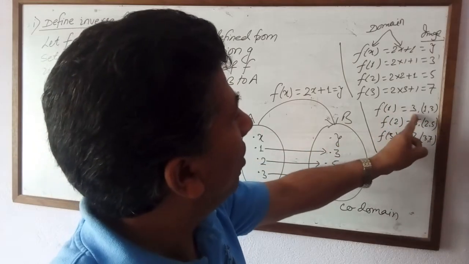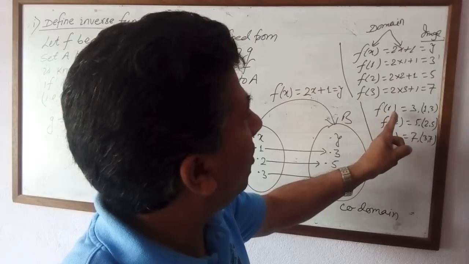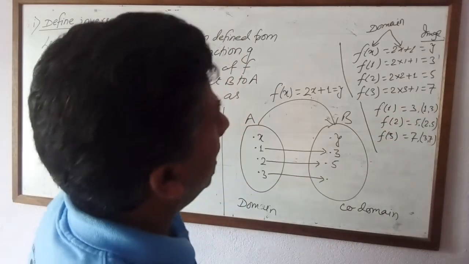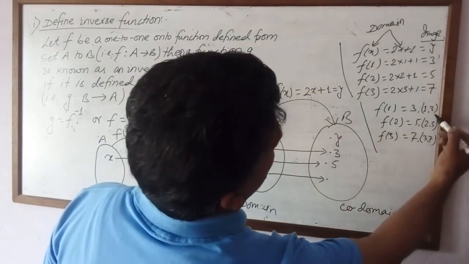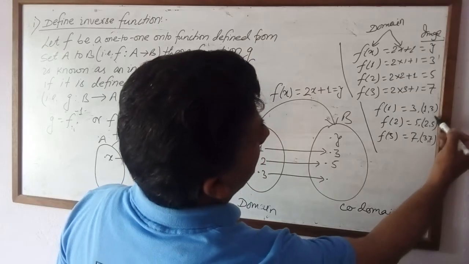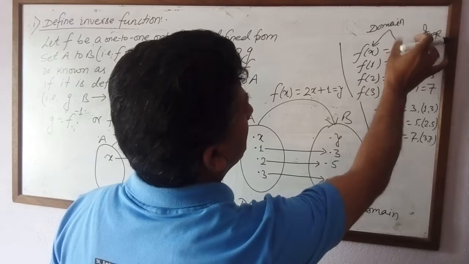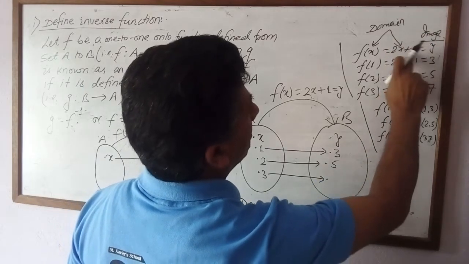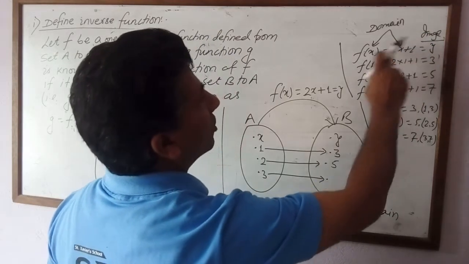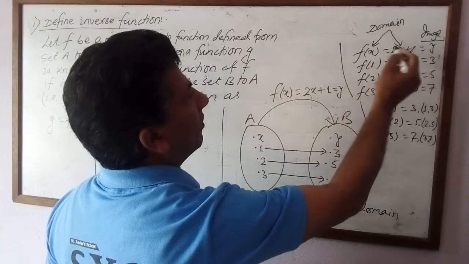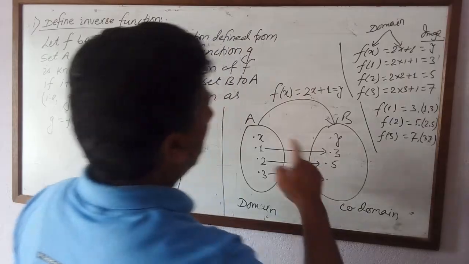You should know this to study this topic. You have to understand the meaning of this also. If it is given, then you should be able to write the ordered pairs 1, 3; 2, 5; 3, 7 like this. Now this is a function. The name of this 2x plus 1 is function. I have given it the name f, function of x.